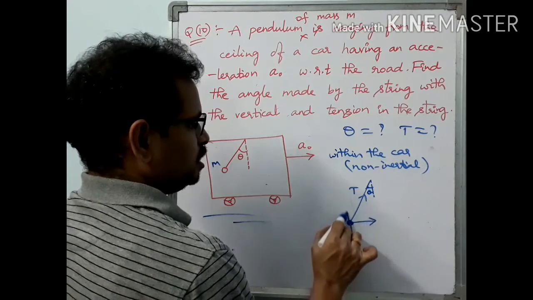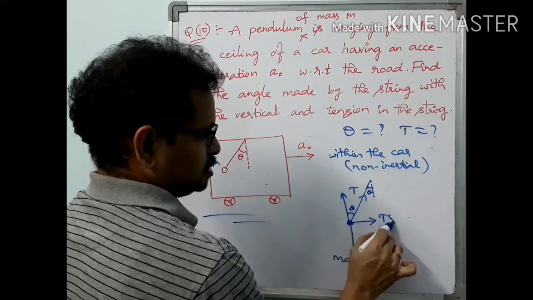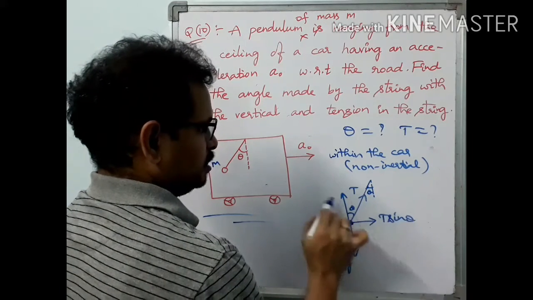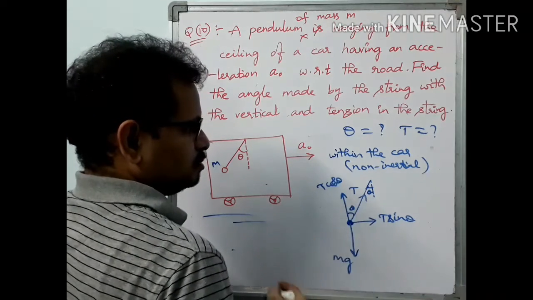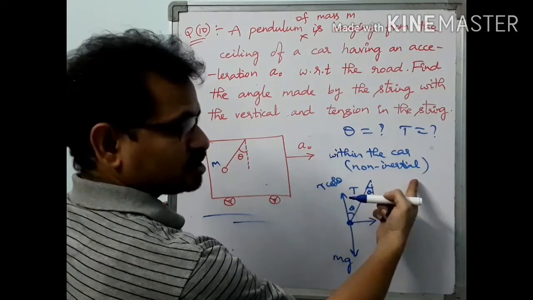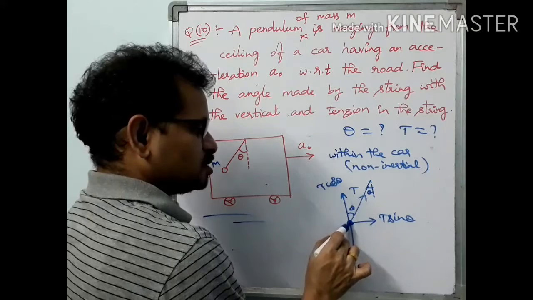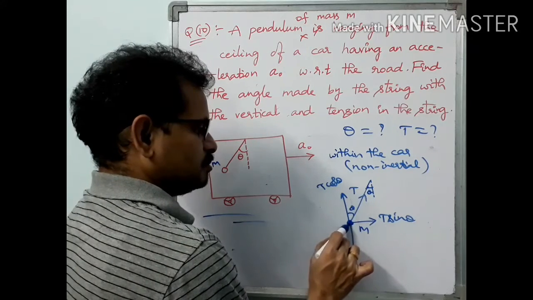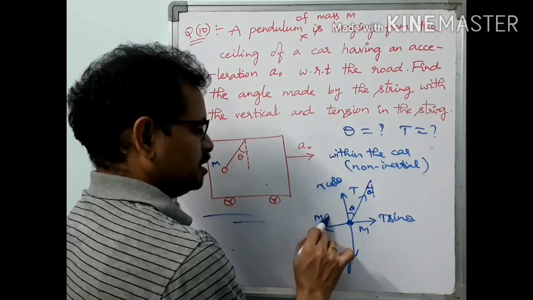Tension can be resolved in two directions. If this is theta, this will be theta. So this is T sin theta and this is T cos theta. Now ours is a non-inertial frame of reference, since this car is having acceleration a0, so we have to apply a pseudo force on this mass m, in the direction opposite to a0. How much? m a0.